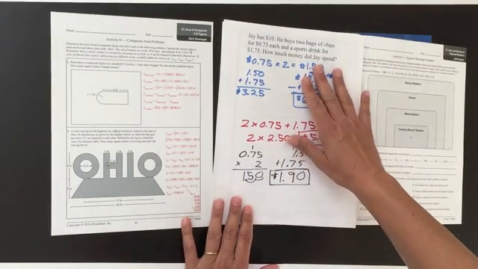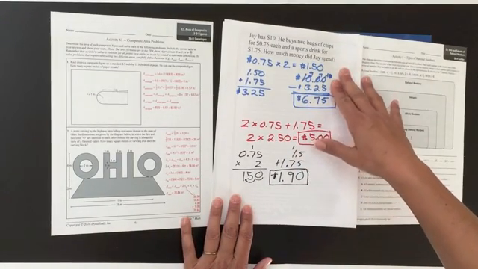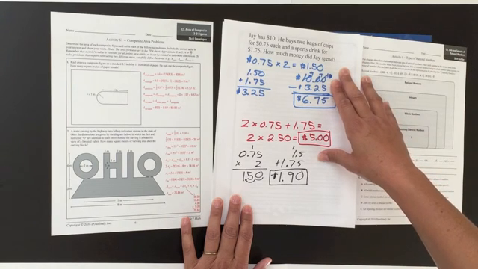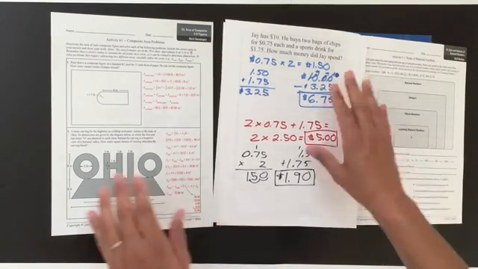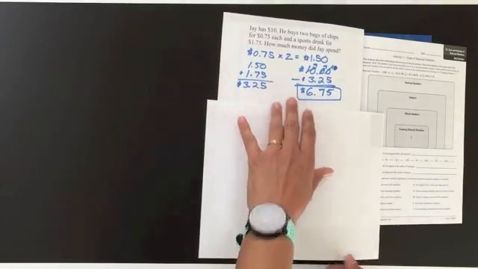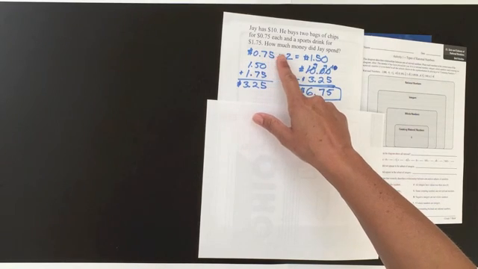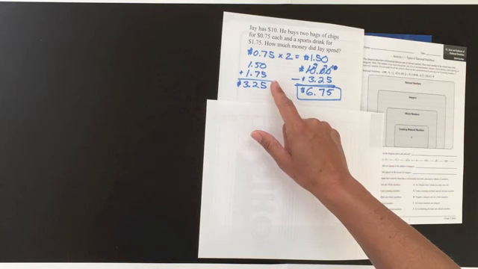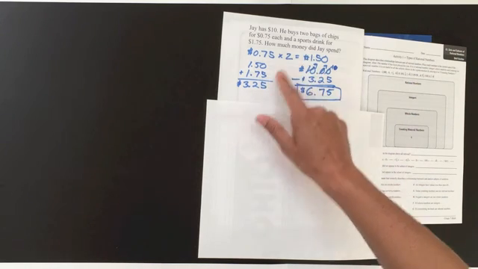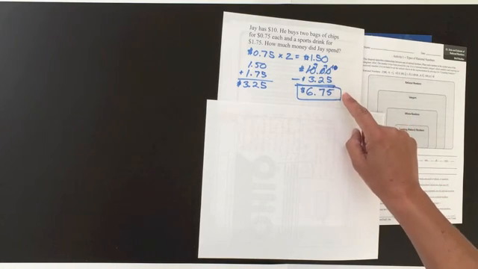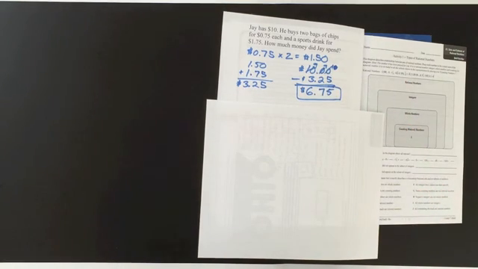Jay has $10. He buys 2 bags of chips for 75 cents each and a sports drink for $1.75. How much money did Jay spend? Well, let's take a look at the blue answer. It looks like 75 cents each times 2 bags of chips, $1.50 for chips, $1.75 for a sports drink is $3.25 total. He had $10, he has $6.75 left. Well, that looks correct to me.